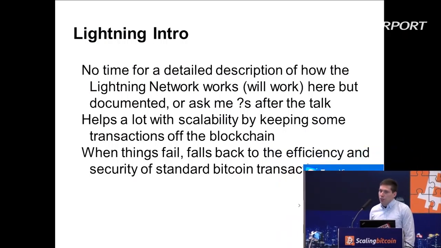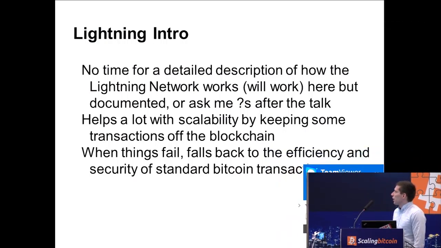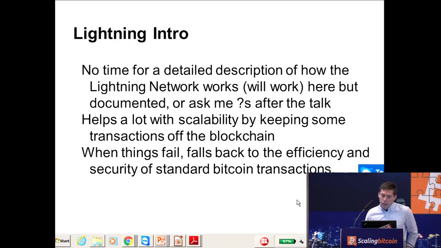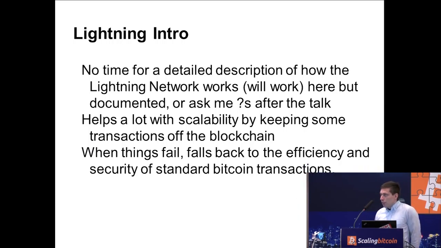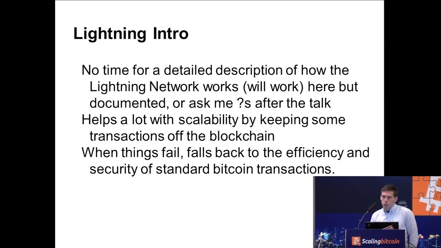I don't really have time to introduce the whole idea of Lightning Network and how it works, but we've given talks about it. There's some documentation. Definitely ask me, or Joseph, or Rusty. I'm happy to answer any questions after. I think it helps a lot with scalability by keeping some transactions off the blockchain. Ideally, many or most transactions are off the blockchain, and you just open and close channels, and that's all that needs to be on the blockchain. And the security is such that when it fails, it falls back to the efficiency and security of Bitcoin.